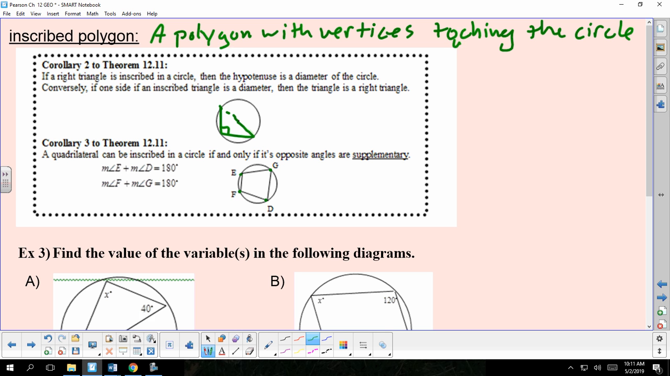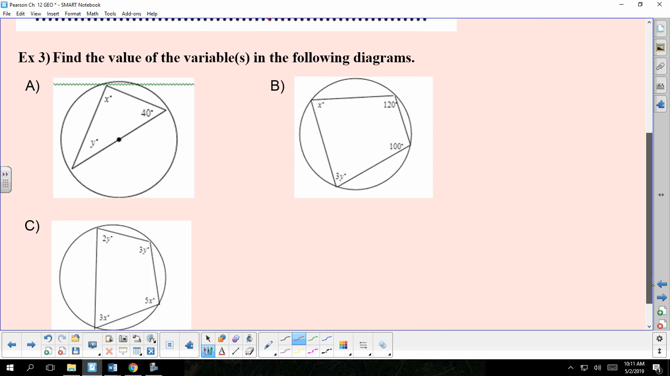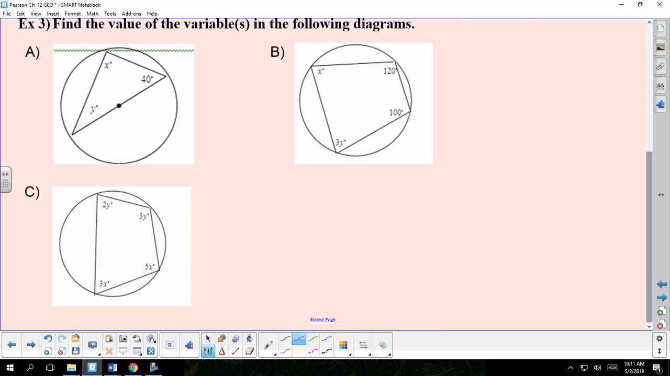Next, a quadrilateral can be inscribed in a circle if and only if its opposite angles are supplementary. So it can only be inscribed if the opposite angles, F plus G equals 180, and E plus D equals 180. So opposite angles are supplementary. So let's go ahead and solve some of these. Try examples A and B, and then we'll do C together.